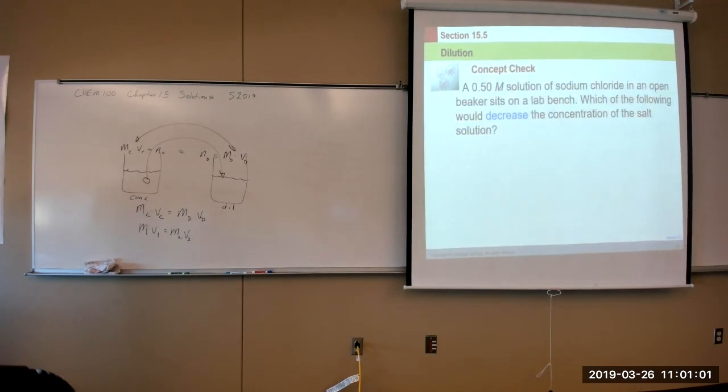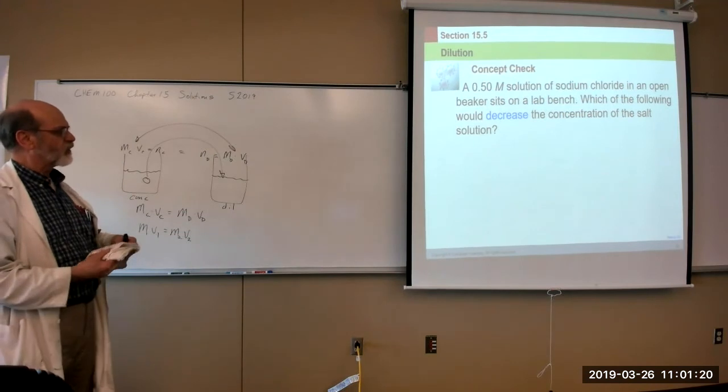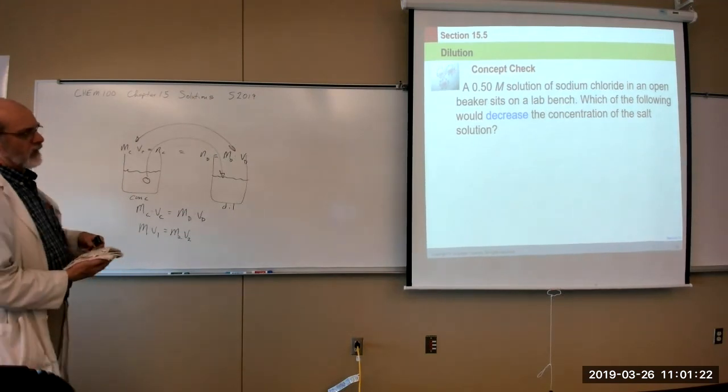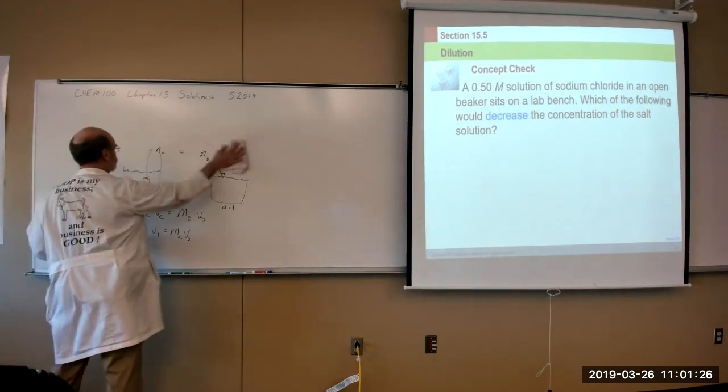Okay. So let me see. I want to be sure I get all this covered. A half-molar solution of sodium chloride in an open beaker sits on a lab bench. Which of the following would decrease the concentration of the salt solution?